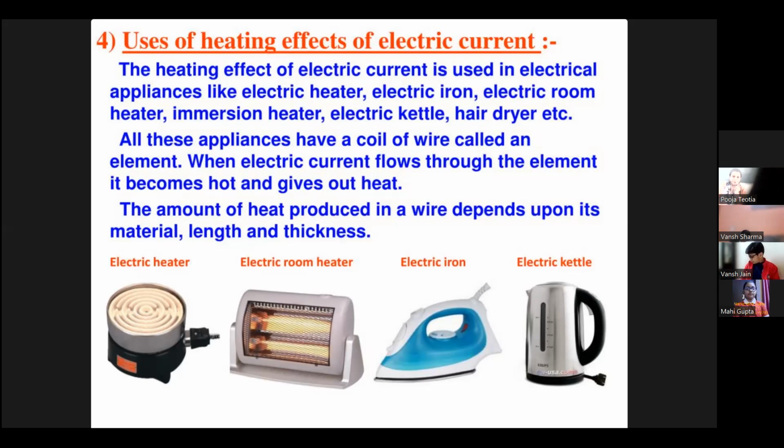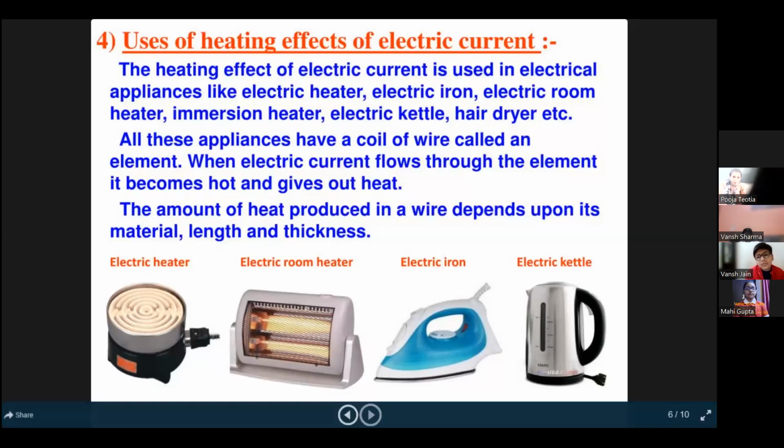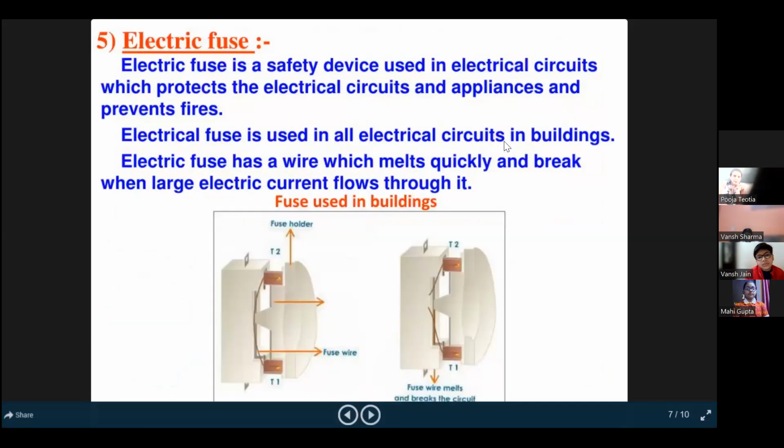Next, we have just discussed the heating effect of electric current. Afterwards, there is the magnetic effect of electric current. So one more effect is there.